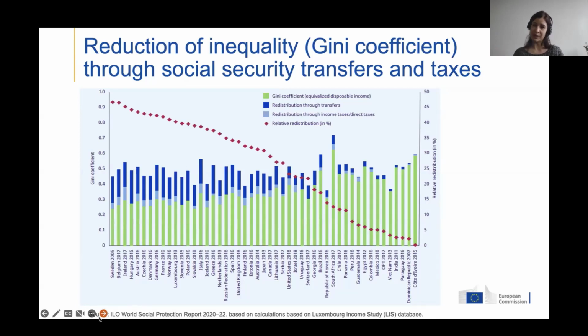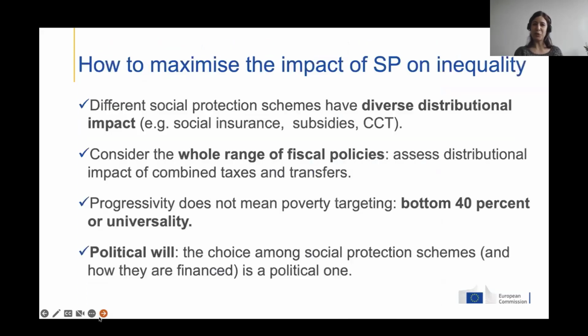Actually, I know that the OECD made some aggregate analysis on this, looking at 120 countries, and they came to the conclusion that around 73% of the variation in income redistribution worldwide is explained by the level of public social protection spending. Next slide, and there's only two to go.